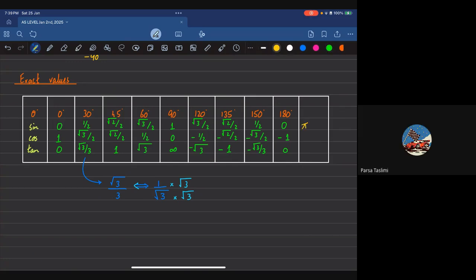Right. And 1 pi radian, 180 degrees is actually interchangeable to 1 pi radian. So you guys need to know that too.